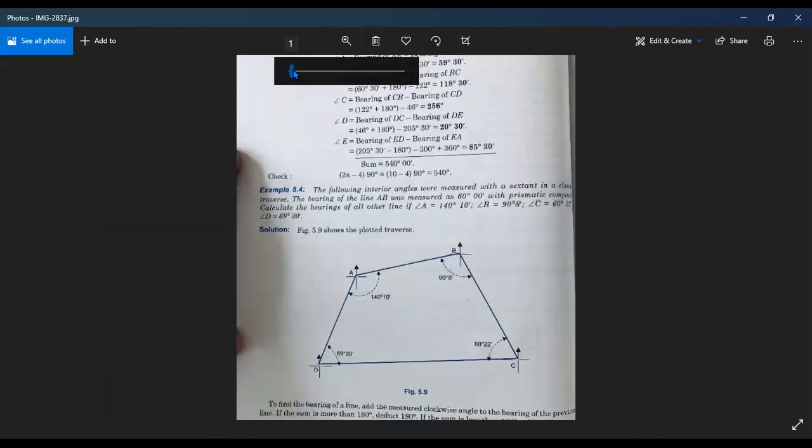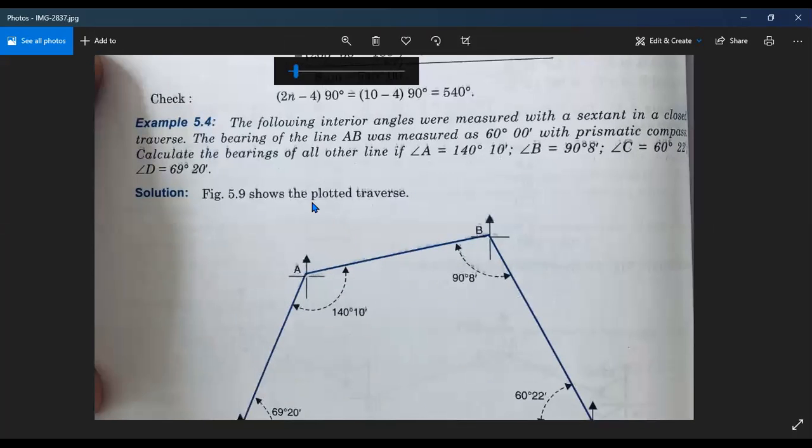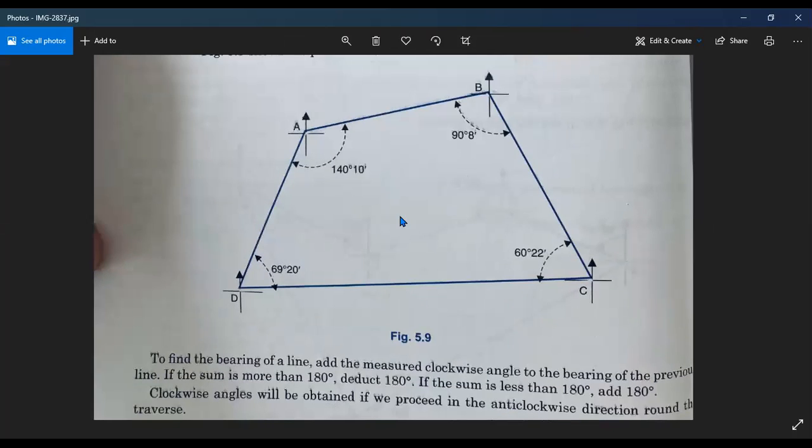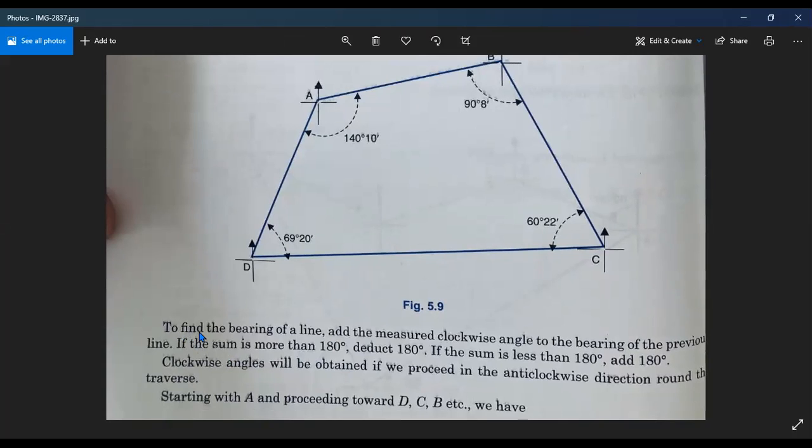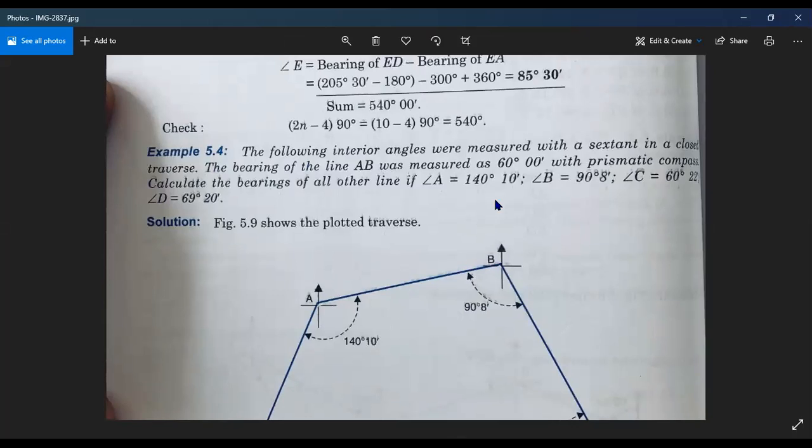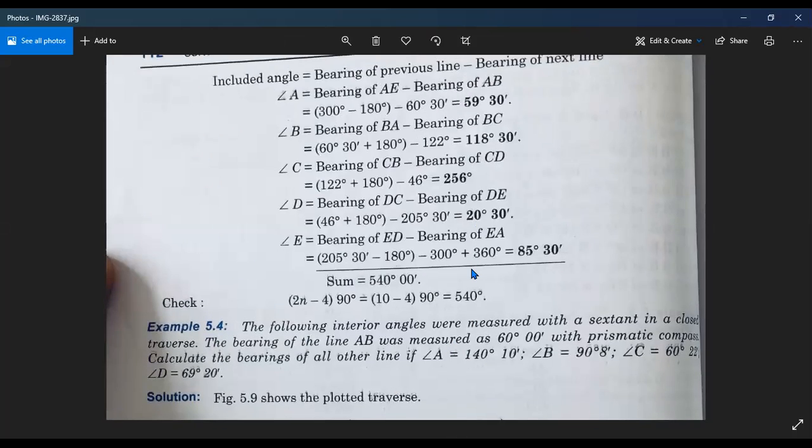So this I will share with you. Example 5.4, study it. The same principle they have used here to find the bearing of the line. Add the measured clockwise angle to the bearing of the previous line. If the sum is more than 180 degree, deduct 180 degree. If the sum is less than 180 degree, add 180 degree. Okay, so I will share this with you. Write it in your assignment book.